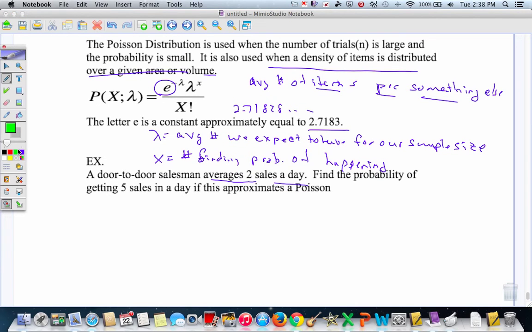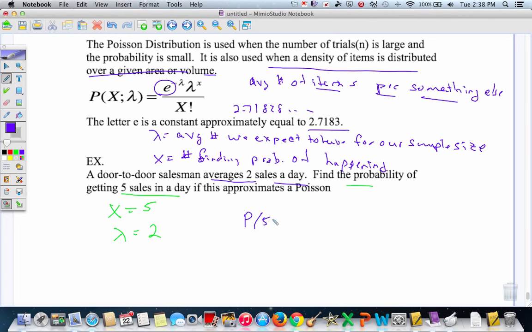Illustrated down here below, a door-to-door salesman averages 2 sales per day. Find the probability of getting 5 sales in a day if this approximates a Poisson. You can see from our formula up here, we simply need to identify 2 variables, X and lambda. X again is our number we're trying to find the probability of happening. We're trying to find the probability of 5 sales in a day, so X is 5. Lambda is the average we would expect to have happen, so we'd expect our salesman to get 2 per day if he averages 2 per day, so our lambda is 2.